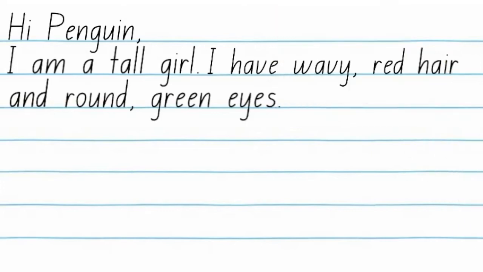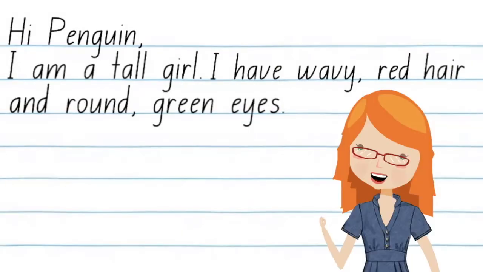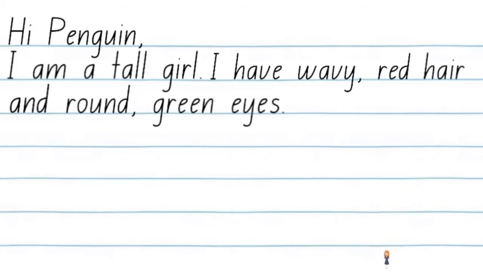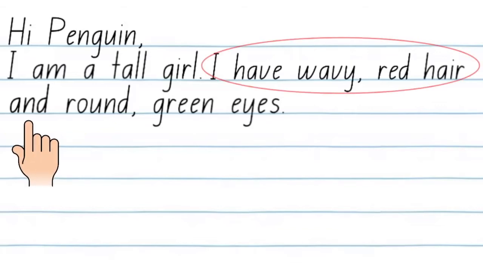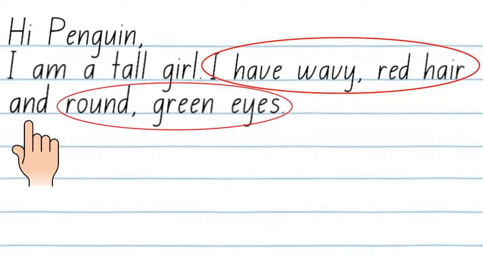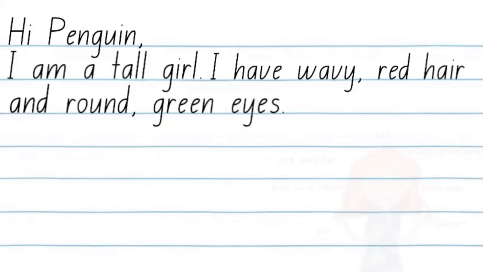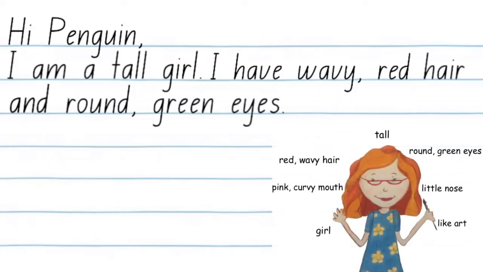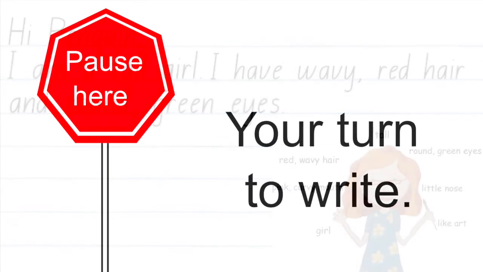I think that sounds good. I better reread and check to make sure it makes sense. I have wavy red hair and round green eyes. Yes, that makes sense. Now it's your turn to write a compound sentence by using the word and to join two ideas together. Remember to use your label diagram to help you choose two things to describe. Pause now, and I'll see you soon.